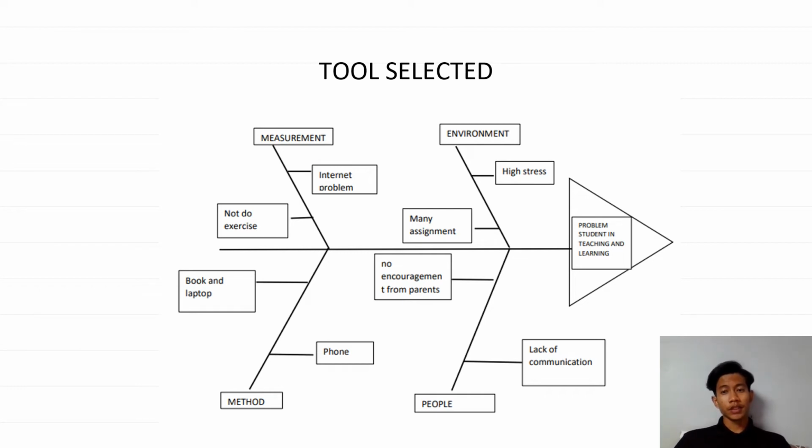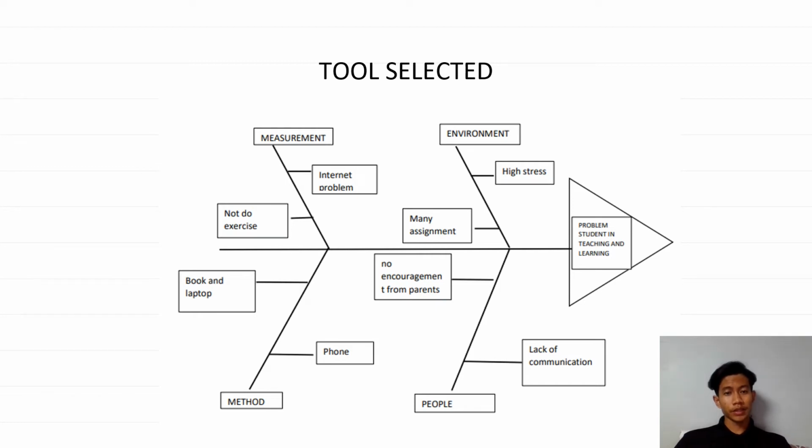Problem in teaching and learning, we have measurement, environment, method, and people. In measurement, we have an internet problem and not doing exercise. Next, in environment, students get high stress and lecturers give too many assignments.